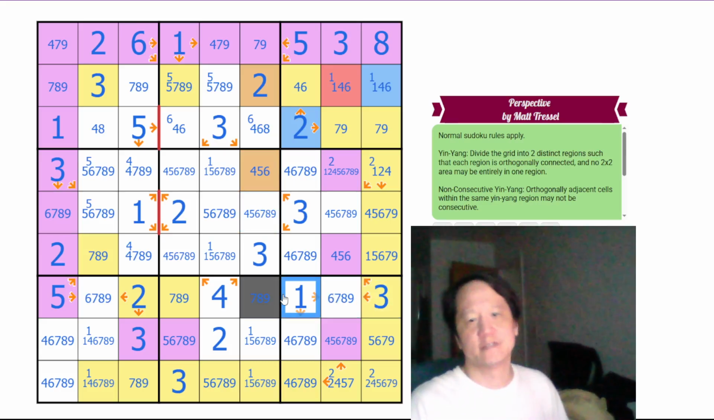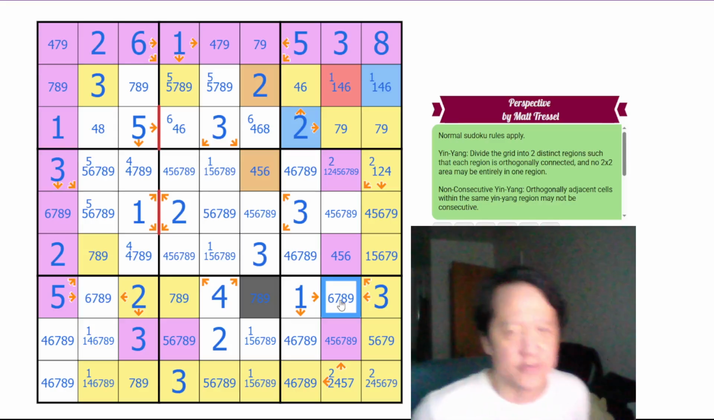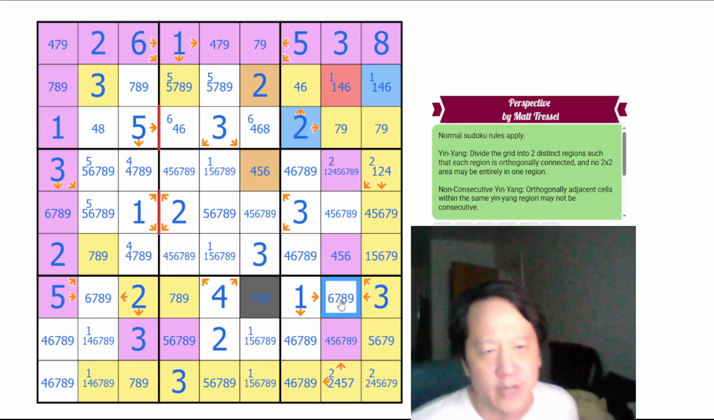Oh, this is not just hard. This is definitely a very hard puzzle, in my opinion.